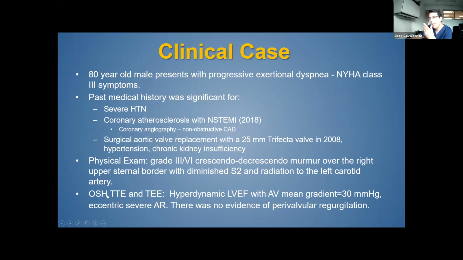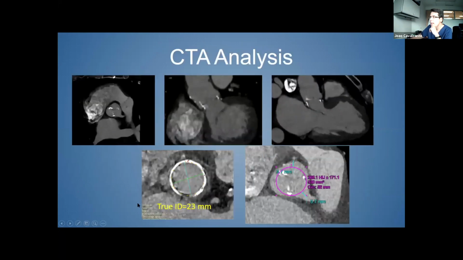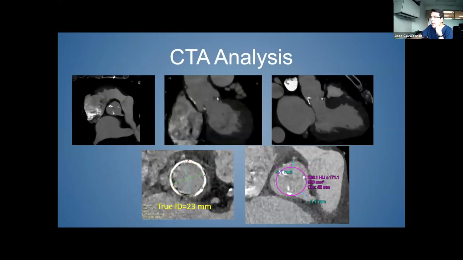Outside reports for both a transthoracic and a transesophageal echo, which I don't have access to those images, revealed a hyperdynamic LV with a mean gradient of 30 with severe eccentric AI. There was no evidence of paravalvular regurgitation. He came to us for evaluation for potential valve-in-valve.